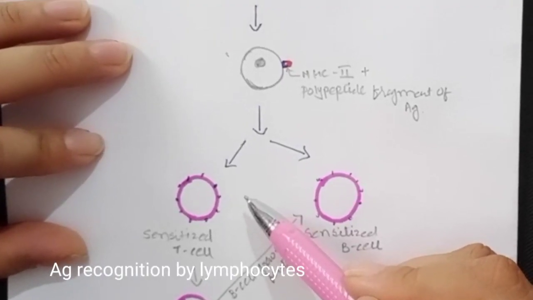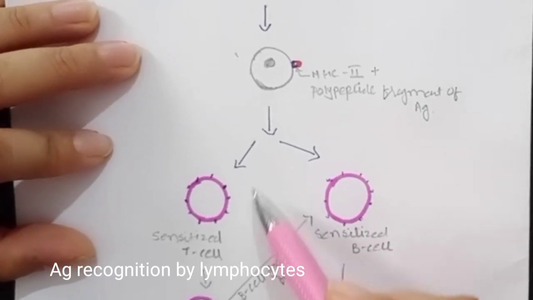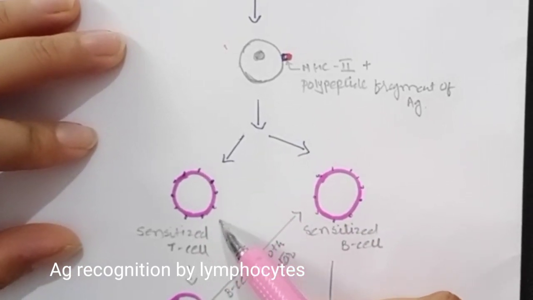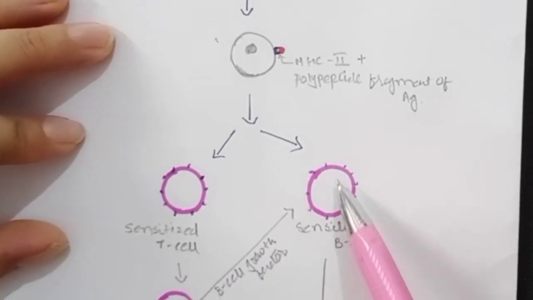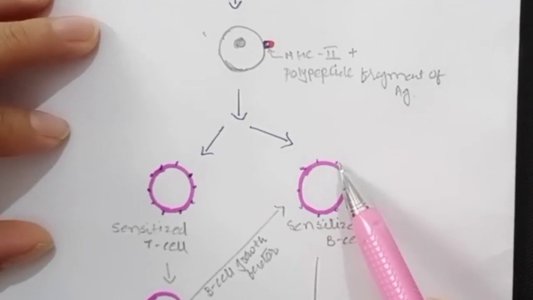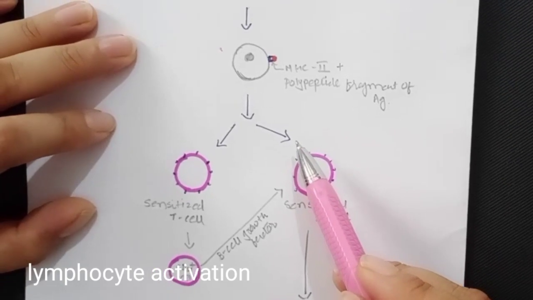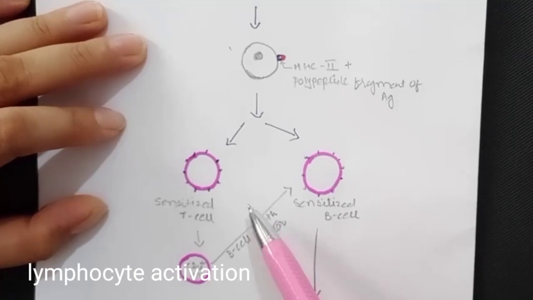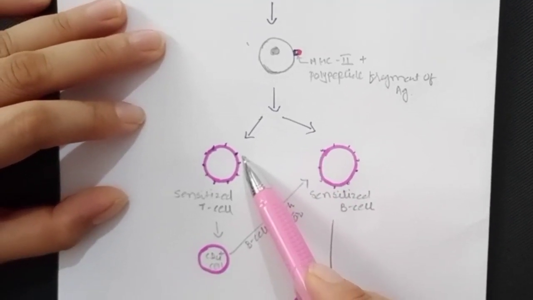Then the second step is recognition of the antigen by lymphocytes. Lymphocytes possess antigen recognition receptors. This is a T lymphocyte and this is a B lymphocyte having surface receptors. These lymphocytes recognize and interact with only specific antigenic stimulation. It combines with the antigen and gets activated.